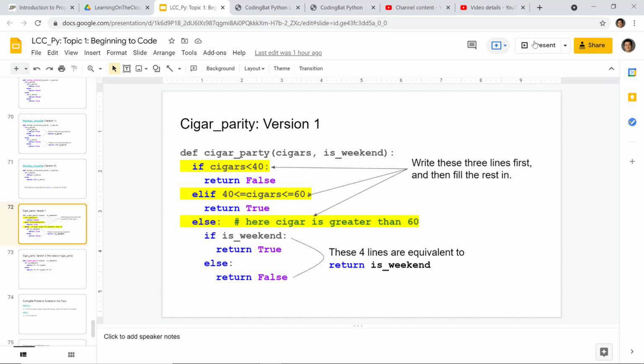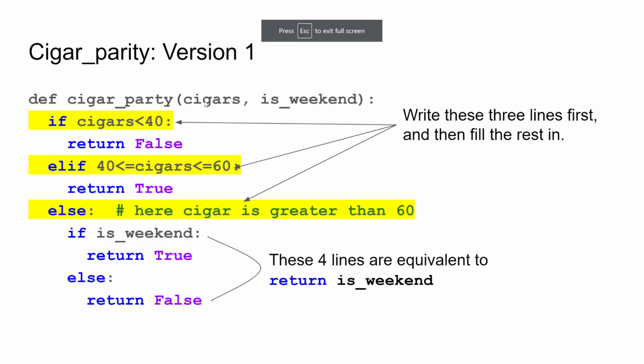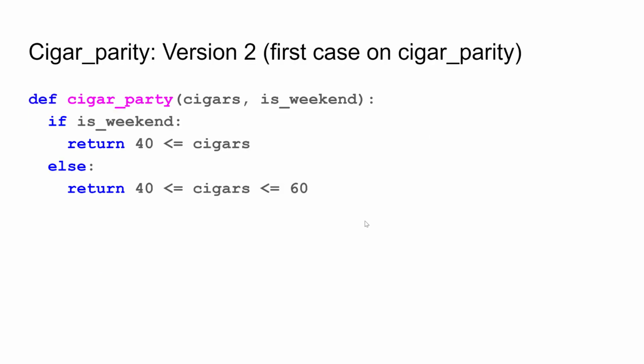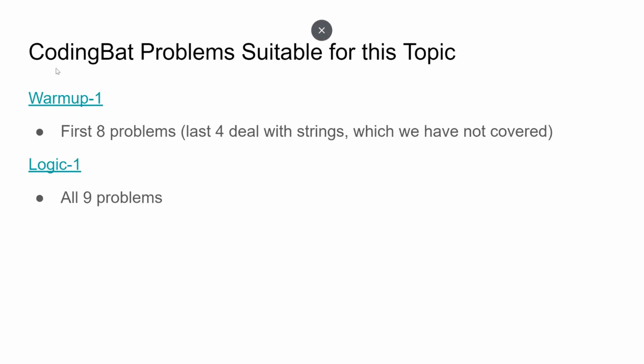Again, my advice is if you are writing conditions on numbers, write out the structure first, add comments if needed to remind yourself what condition each branch has, and then fill them in. The codebug problems that are suitable for this topic include the first 8 problems under warm-up 1 and all 9 problems under logic 1. I encourage you to practice them. In fact, I recommend doing those problems multiple times so that you can get really fluent.